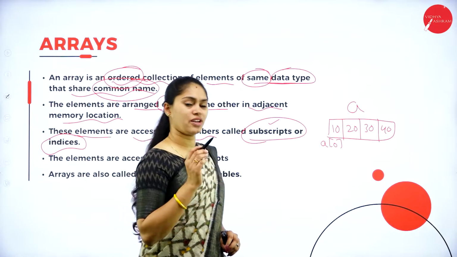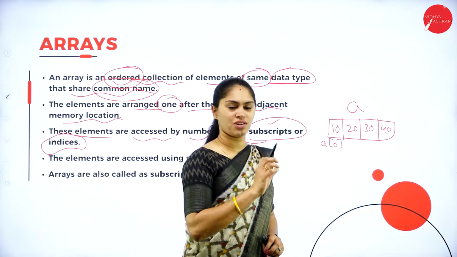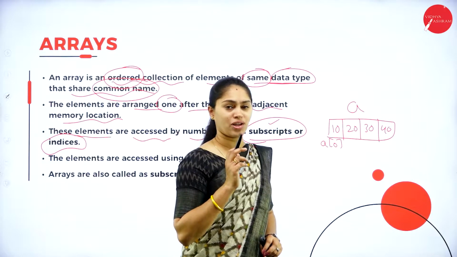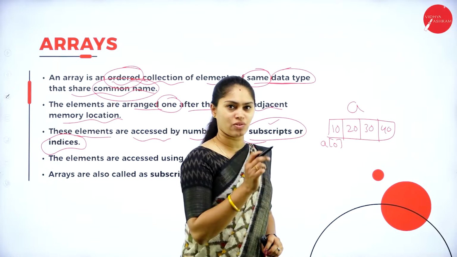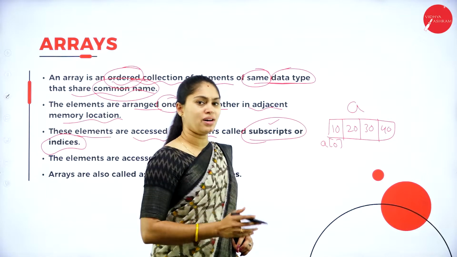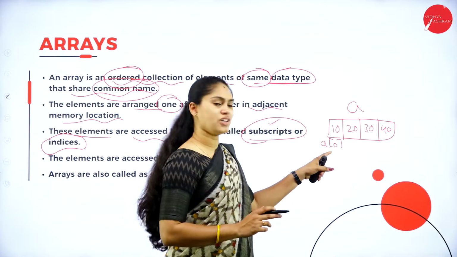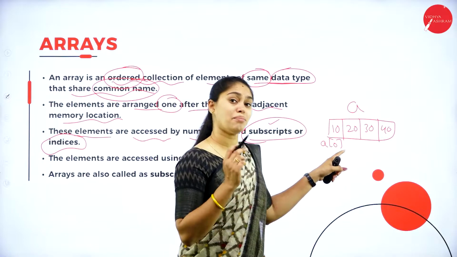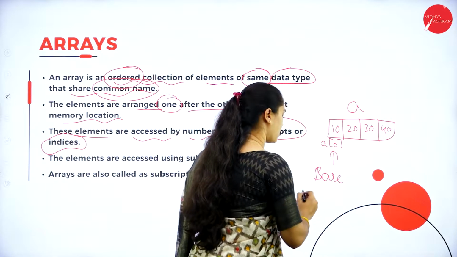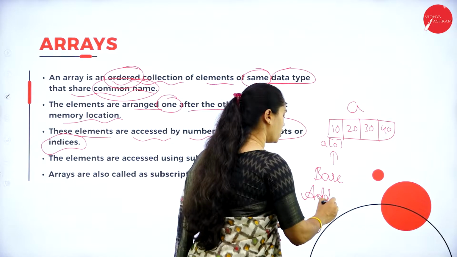Its subscript starts with 0. Always the subscript starts with 0. Location or indices start with 0, and it needs to be a positive number always. It can't be -1, -2, nothing like that. The minimum index, or the first index of an array, specifies the base address. We call this the base address, which gives you the address of the first element.